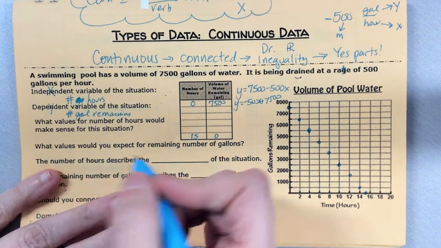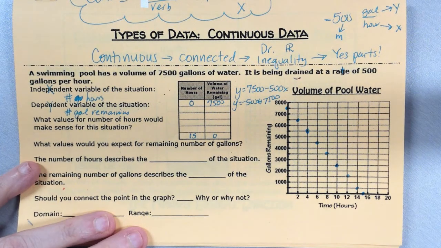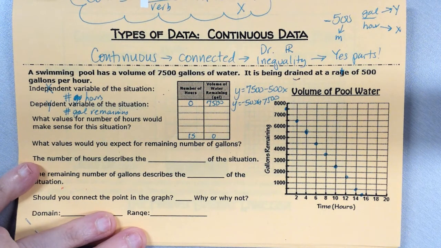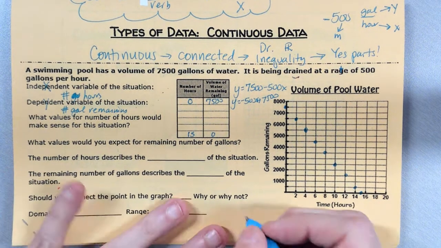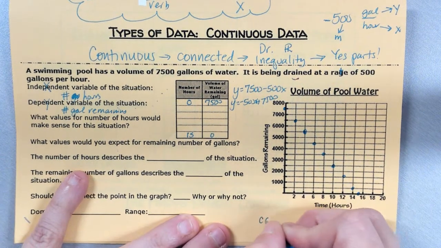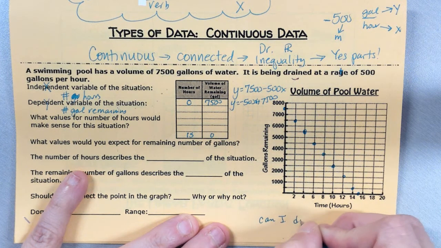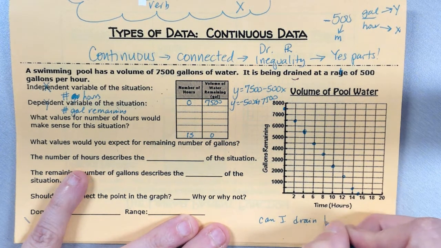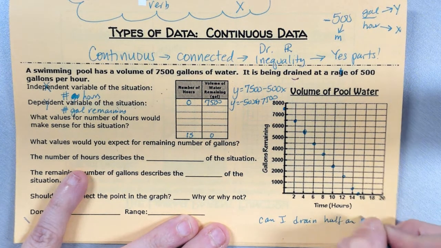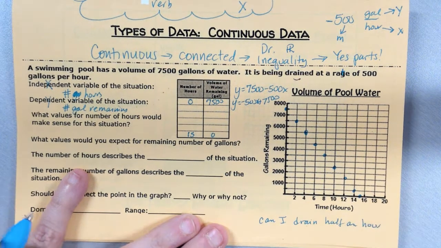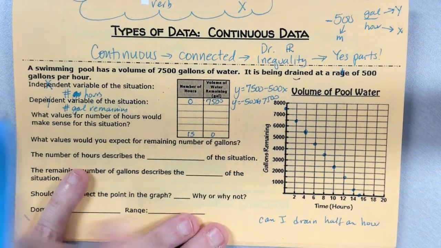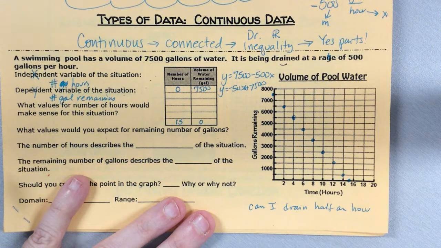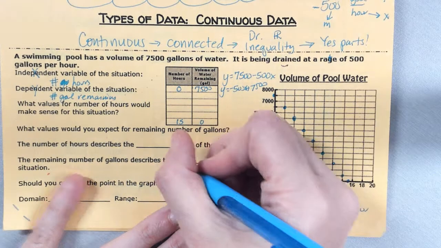Now, should I connect the points on this graph? Okay, let's talk about it. The question is, can I drain half an hour? Right? Because hour is my x, drain is my verb. Can I drain half an hour? Yeah, totally. Why not? Right?